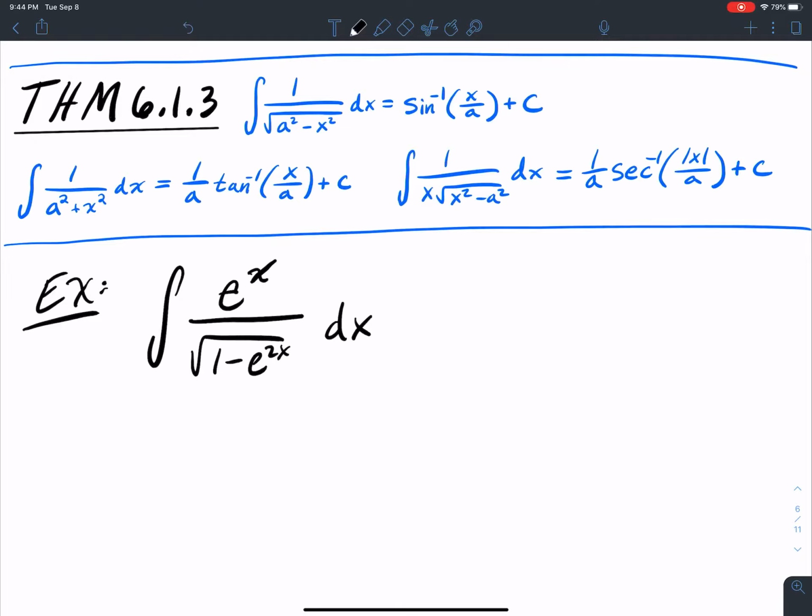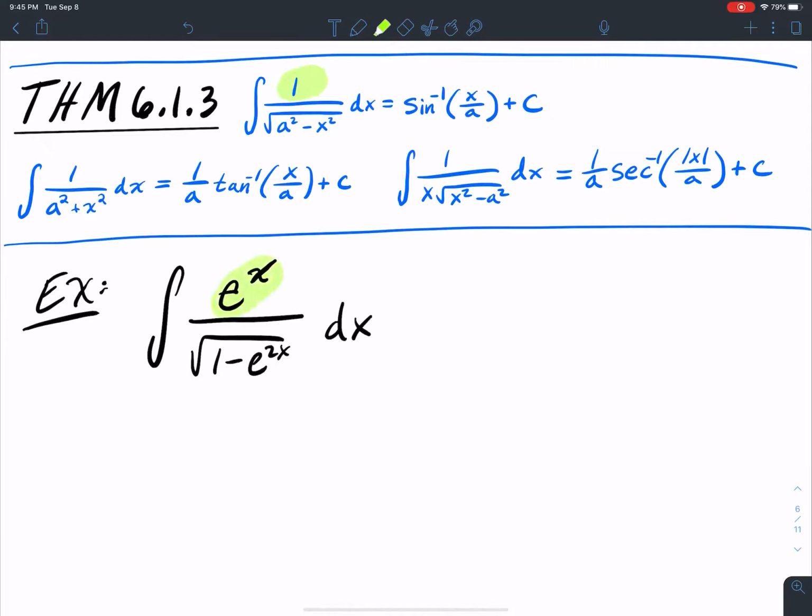Okay, so down to the end. So we've got to integrate this crazy looking function, e to the x divided by the square root of 1 minus e to the x squared dx. And I'm looking at this and I'm thinking, all right, this is in my inverse trig section, so I'm probably going to have some type of inverse trig, but I don't really see how it matches up.